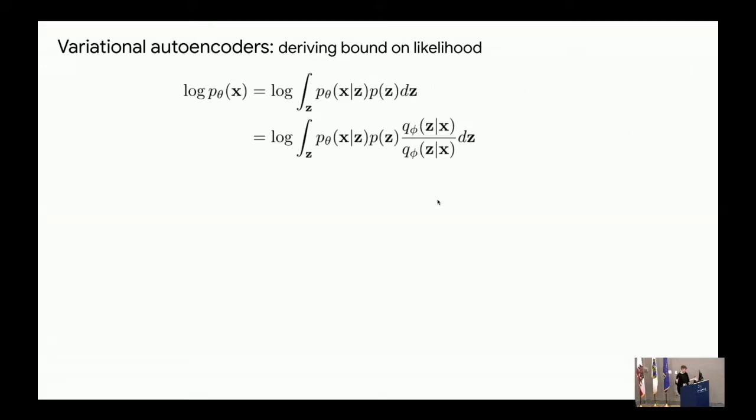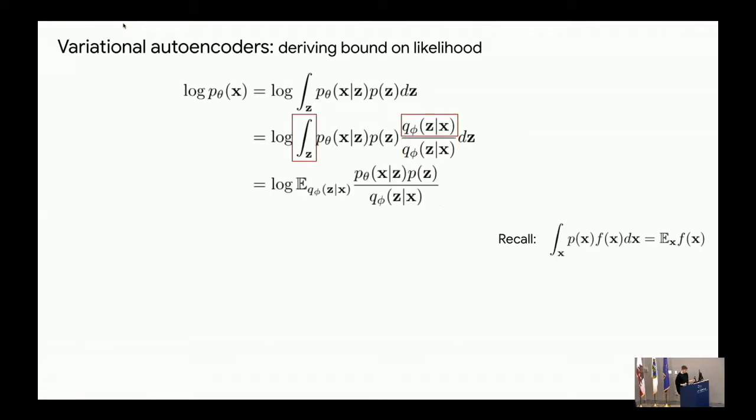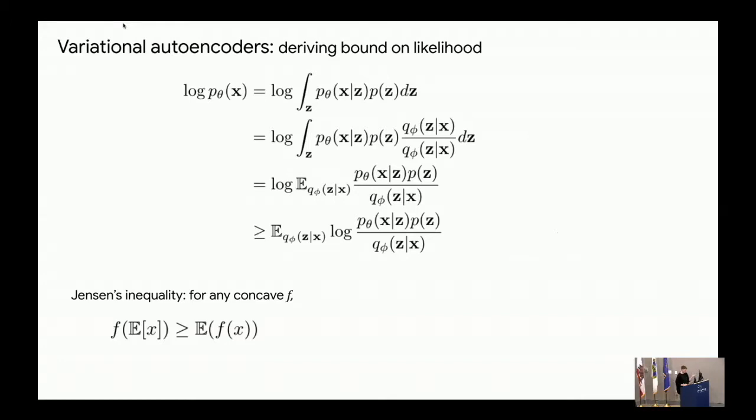Okay, so we have our log likelihood. Again, we have these latent variables Z, and so we can express the likelihood as this product of the prior and the conditional distribution of the data given this latent variable. Now all I've done here is add in something that equals one. Again, this is our approximate posterior. Now I am replacing the integral over the latent variable Z with an expectation, just the definition of what an expectation is. Jensen's inequality lets us pull the log inside the expectation. And now we have this inequality.